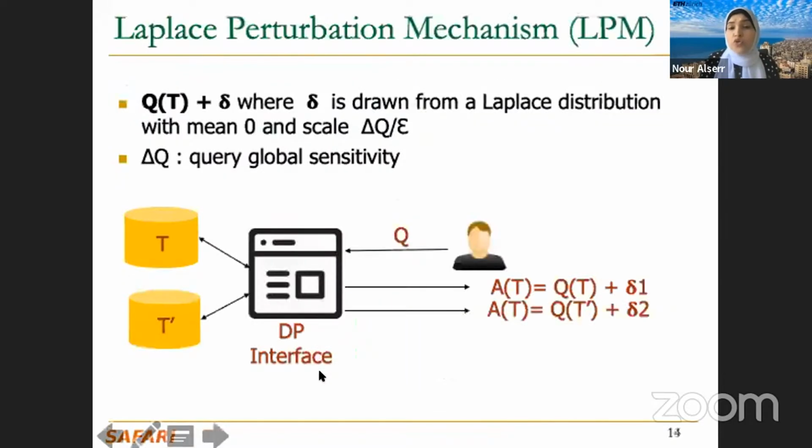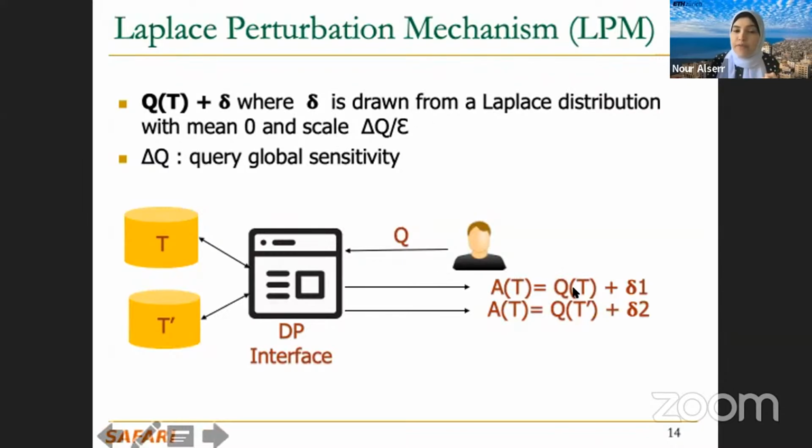So how to achieve differential privacy, how to add the noise? There are different general approaches to achieve differential privacy. One of the most common is adding Laplace perturbation, adding noise based on the Laplace distribution. For the Laplace distribution, we have mean and scale. So here we decide the scale based on the query.